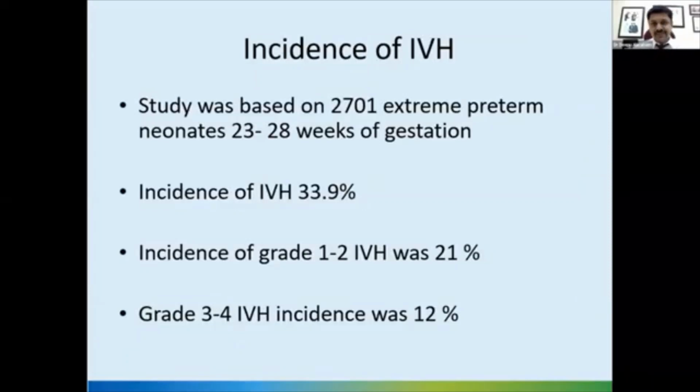So what is the incidence of intraventricular hemorrhage in our preterms? Different studies quote slightly different figures, but this is one of the latest studies from Australia. They looked at 2,700 extreme preterm newborns less than 28 weeks. The incidence of IVH was almost 1/3, 33.9%. Among this 33%, 21% were low-grade bleeds, which are grade 1 and grade 2 IVHs, whereas 12% was constituted by the significant bleeds, grade 3 and grade 4 bleeds.